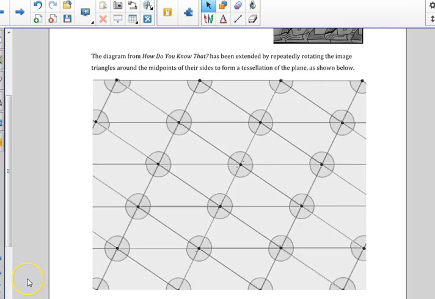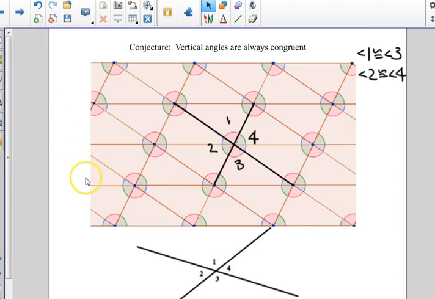the parallel lines. So in this lesson, we took the triangle from our previous lesson and we rotated it about the midpoints of its sides to form what we call a tessellation of a plane. There were three main conjectures that we developed in class today. The first conjecture is that vertical angles are always congruent.